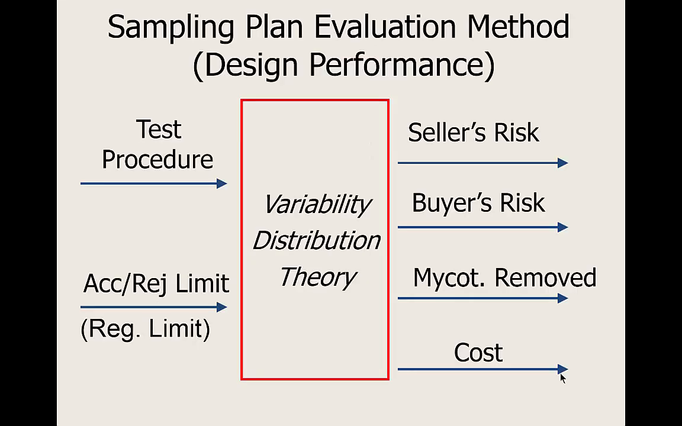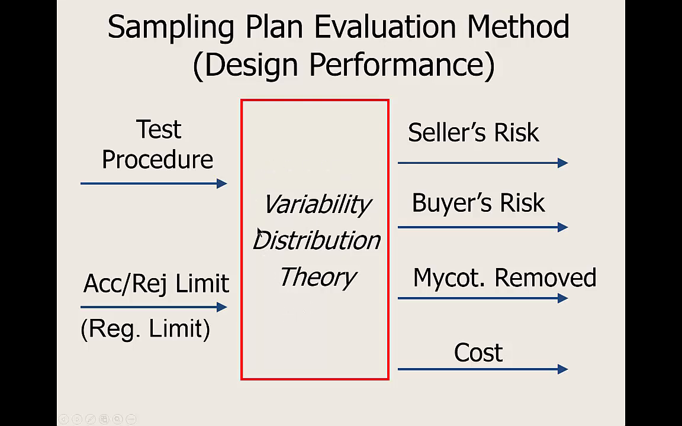So a little review. In order to develop a sampling plan, you need a variability distribution theory model. That way you can input the test procedure specifics, the accept-reject limit, and what is produced is an operating characteristic curve, and from that you can determine seller's risk, buyer's risk, mycotoxin removed, and the cost of the plan.